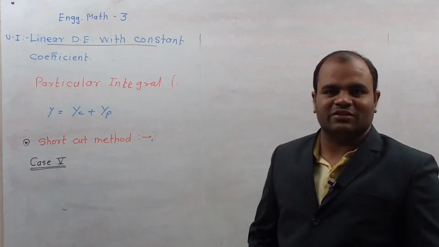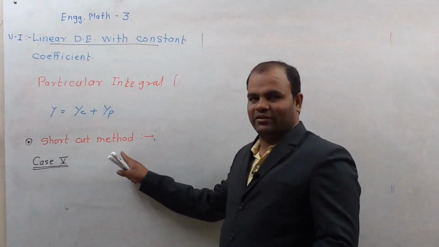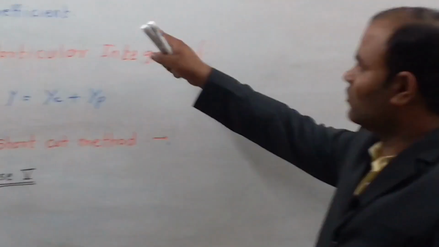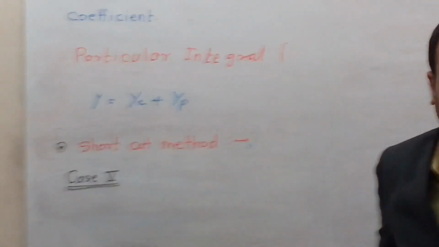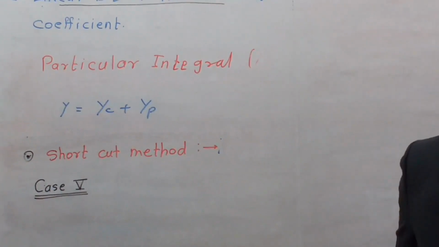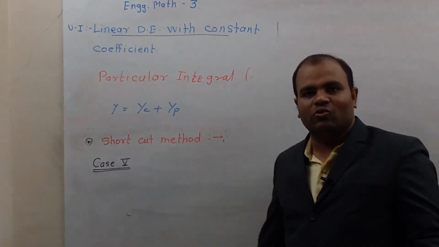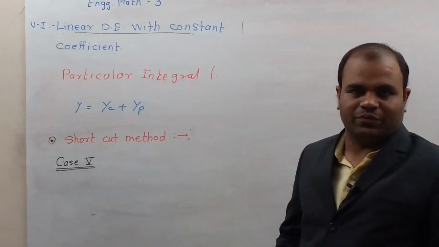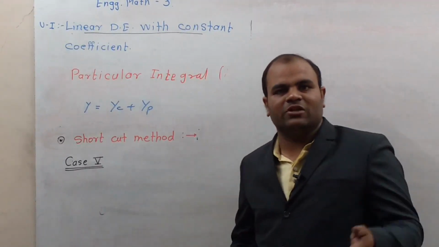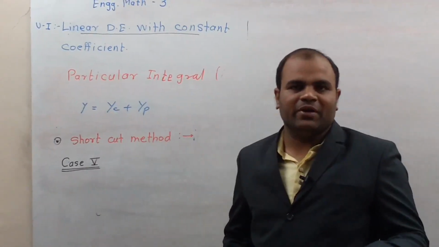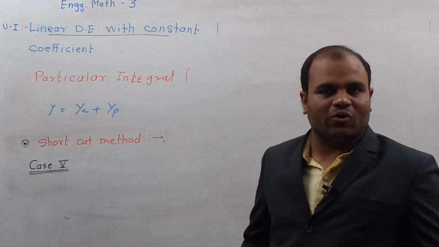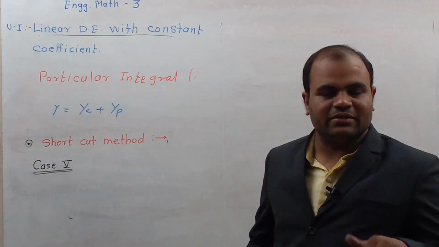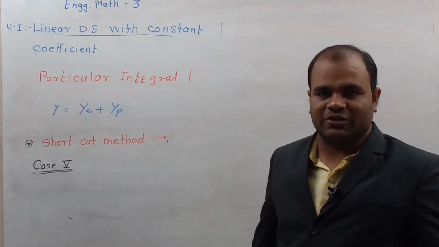Today we are going to discuss the shortcut method of Case 5 of linear differential equations with constant coefficients in Engineering Mathematics 3. In the previous session, we studied cases 1, 2, 3 and 4, which have only one term. That is, it may be exponential, that is case 1; trigonometric, sine or cos, that is case 2; hyperbolic, sine or cos, that is case 3; it may be an algebraic function, that is case 4.